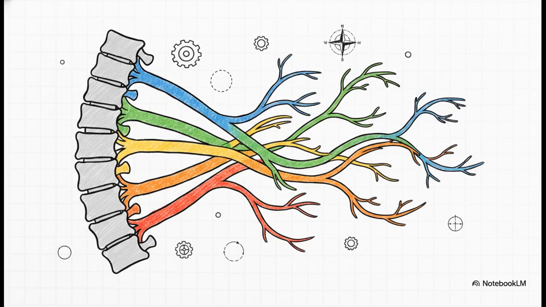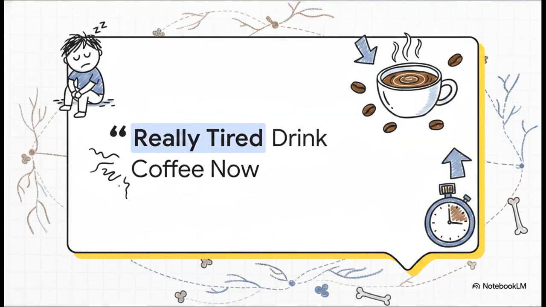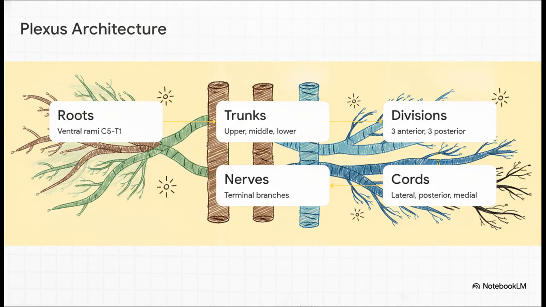Okay, on to the core blueprint. The brachial plexus forms from ventral rami from C5 down through T1. Want to remember that plexus architecture instantly? Just use this mnemonic. Really tired, drink coffee now. See how that builds? Roots, trunks, divisions, cords, and finally, your nerves.